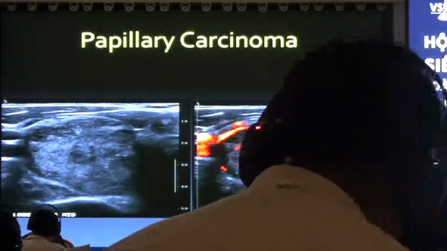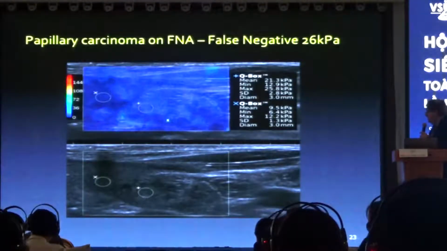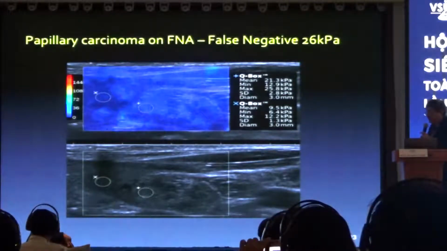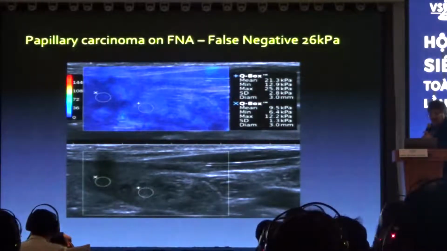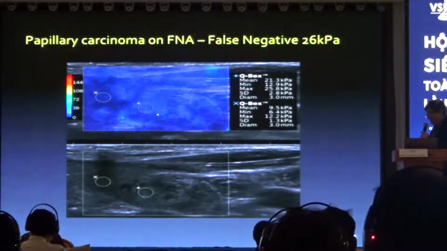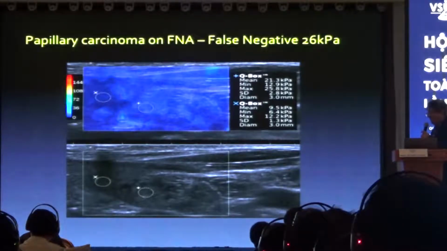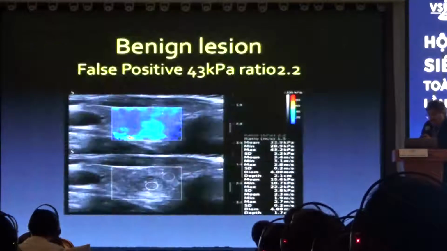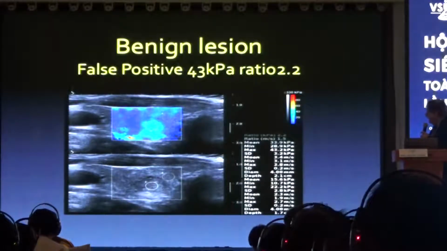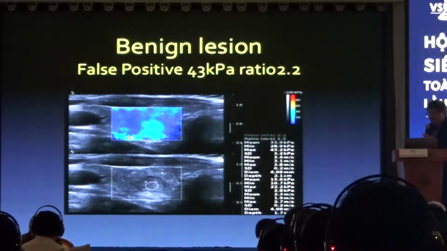Another lesion that turned out to be a papillary cancer. However, this lesion is a papillary cancer, and it's the same stiffness as normal thyroid. And we have many, many of these cases that we've had surgically positive lesions, and their papillary cancers are as soft as a normal thyroid. And we also have benign lesions that are stiff, that turn out to be malignant. So there's a lot of overlap between benign and malignant lesions.